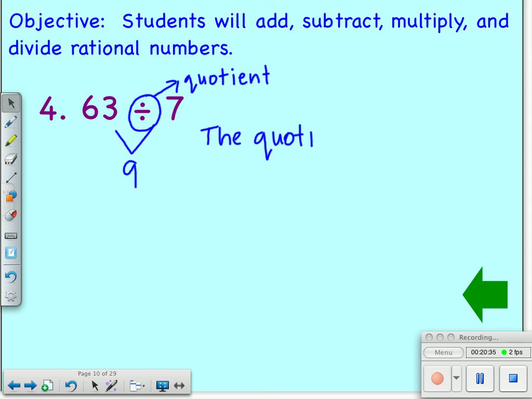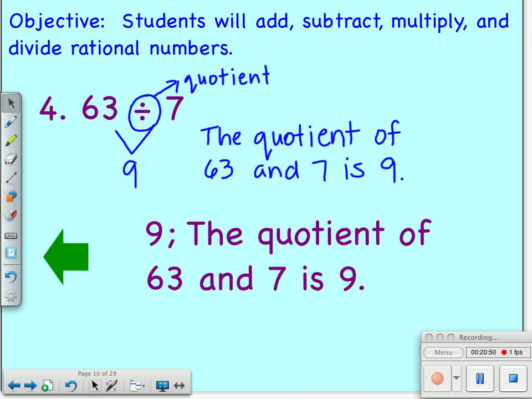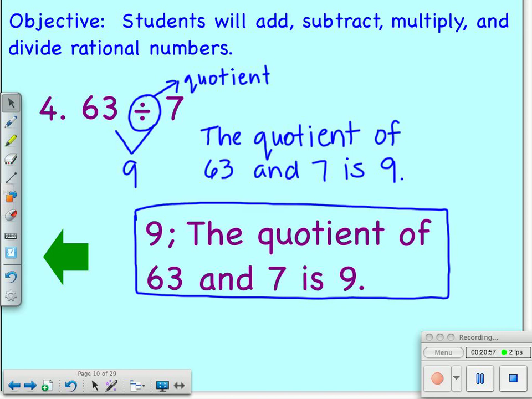The quotient of 63 and 7 is 9. And we'll check our work. Good. And we'll box our answer. Again, pause. Make sure that you have all of this written down. Okay. And let's move on to number 5.